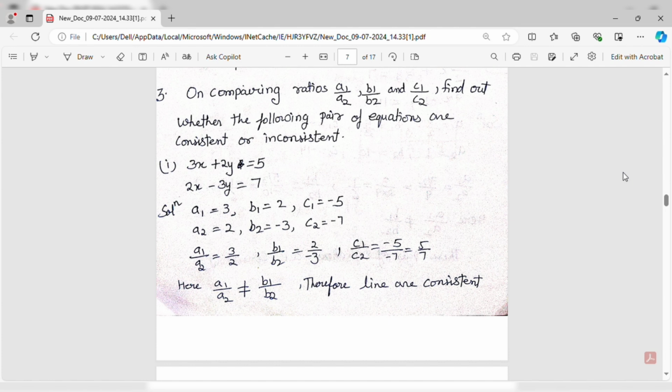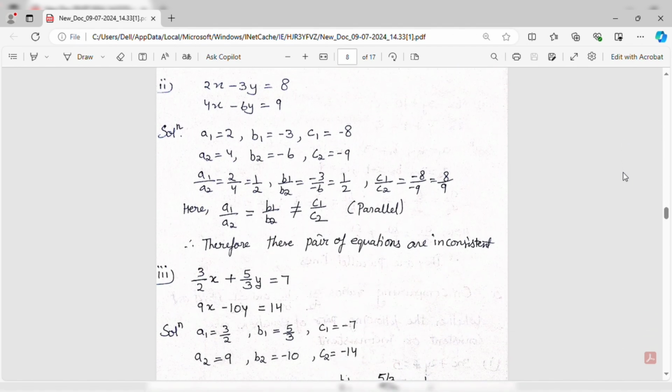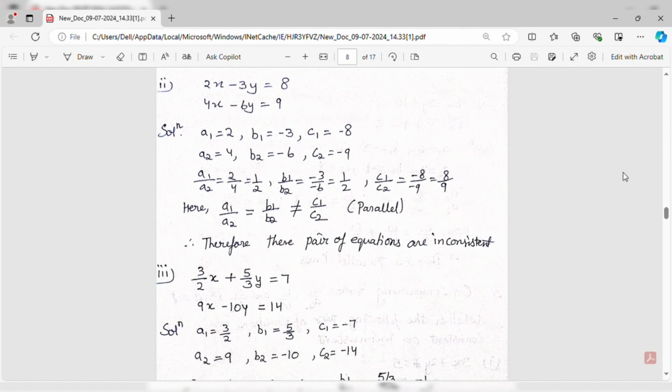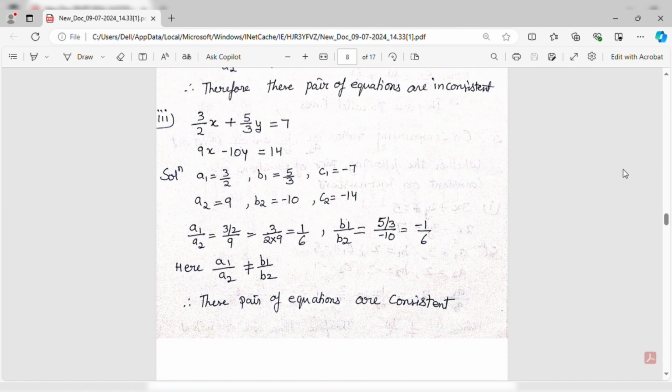For the first part, we can see A1 upon A2 is not equal to B1 upon B2. So we have a definite solution for these lines. So these lines are consistent. In the second part, we find A1 upon A2 is equal to B1 upon B2 but not equal to C1 upon C2. So these lines are parallel. So this pair of equations is inconsistent. In the third part, we find A1 upon A2 is not equal to B1 upon B2. So the pair of equations are consistent.